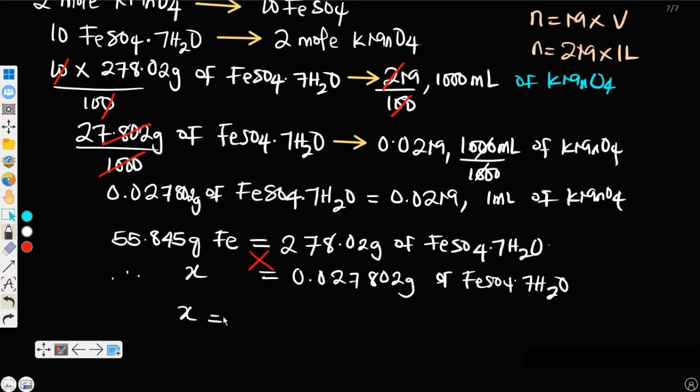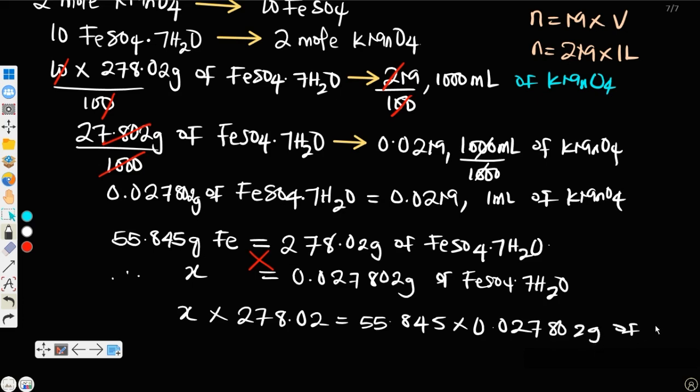X is equal to what? Or you can say X times 278.02 is equal to 55.845 times 0.02, which gives 0.027802 gram of only iron 2, which is of only iron that is present.